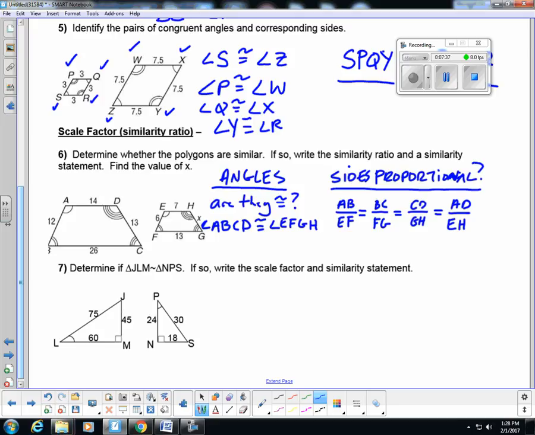This quadrilateral ABCD will be similar to quadrilateral EFGH if all of these are equal to each other. And make sure you reduce them. But if they're all equal to each other, then yeah, we're going to have a similar figure.